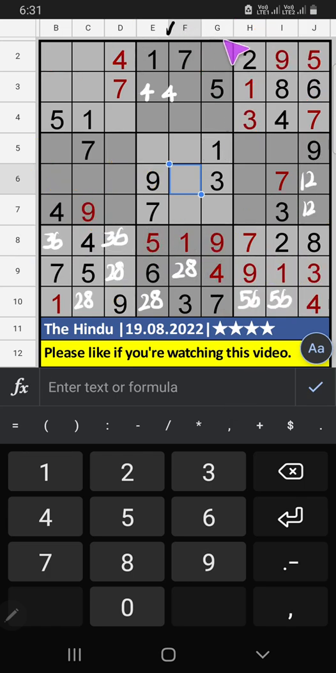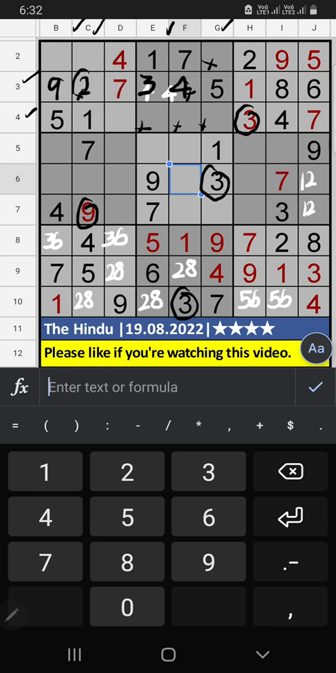Column F, column G, 4th row, we have 3. So 3 can't come in these cells. Then 3 is confirmed here. Then we can confirm 4 also here. 3rd row, 2 numbers are remaining, 2 and 9. Column C, we already have 9. So 9 can't come in this cell. 9 is confirmed here. Then 2 is here.